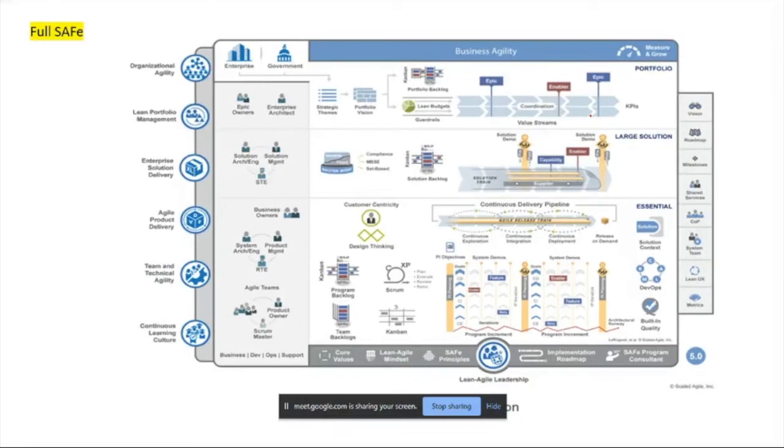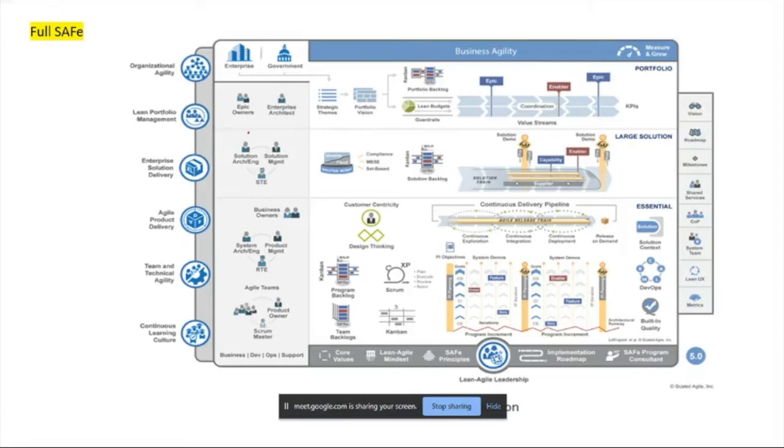And this is the last one, the full SAFe, which is very complex. The full SAFe is the most comprehensive configuration, including all 7 core competencies needed for business agility. It is used by the world's largest enterprises to maintain portfolios of large and complex solutions. In some cases, multiple instances of various SAFe configurations may be required.